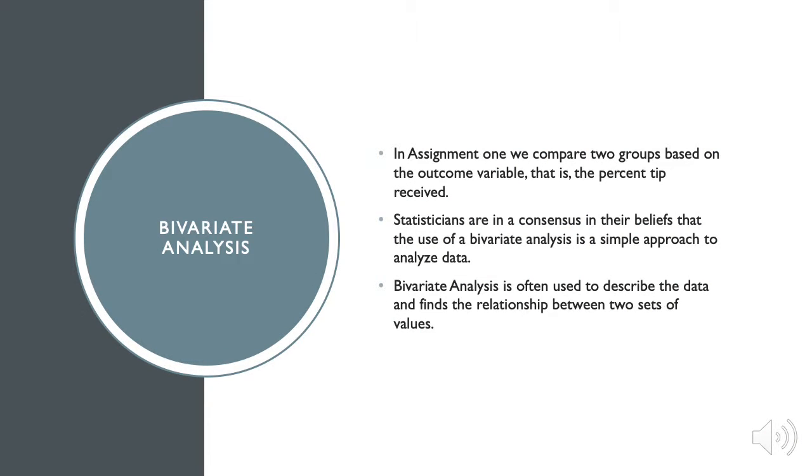Bivariate analysis. In assignment 1, we compare two groups based on the outcome variable, that is, the percent tip received. Statisticians are in a consensus in their beliefs that the use of a bivariate analysis is a simple approach to analyze data. Bivariate analysis is often used to describe the data and finds a relationship between two sets of values.